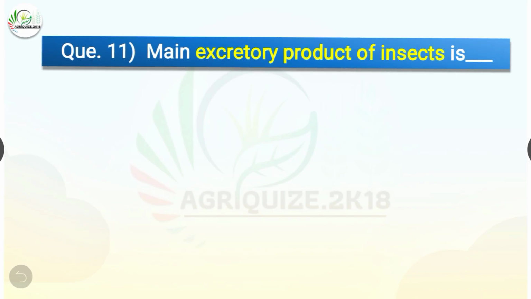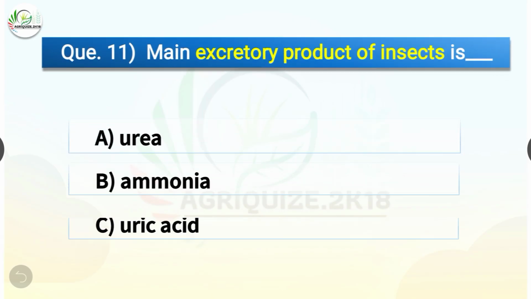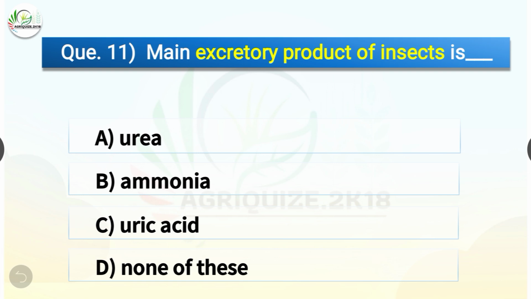Question number 11. Main excretory product of insects is dash. The options are urea, ammonia, uric acid or none of these. The correct answer is option C, uric acid. So main excretory product of insects is uric acid.